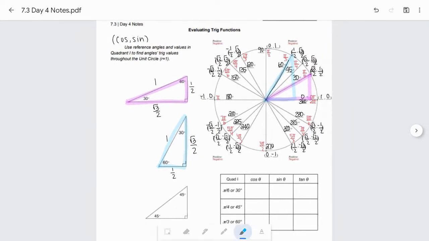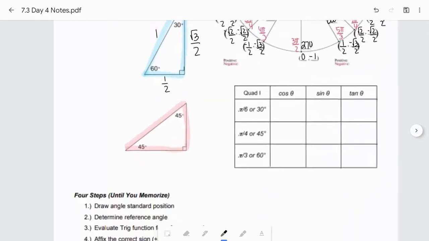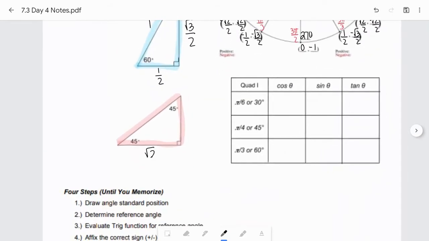And then last, we have our 45-degree reference angle. Okay, so we'll do that one in red. And this is where both my x and y coordinates are going to be root 2 over 2. And my hypotenuse is 1.